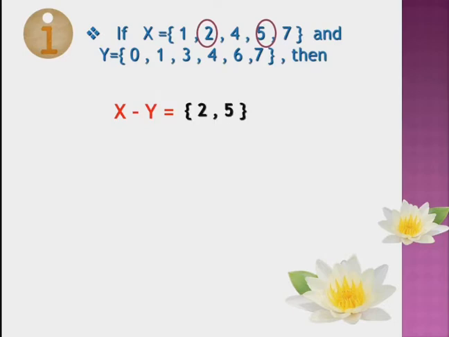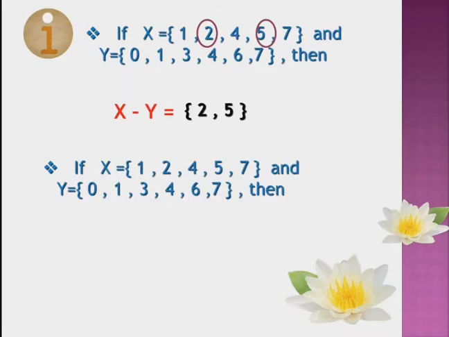Okay, if you have the same sets x and y and you need to find y minus x, we start with y minus x. So what is the element in y and not belong to x? The elements in y and not belong to x are 0, 3, and 6. So open braces and write all of these elements.